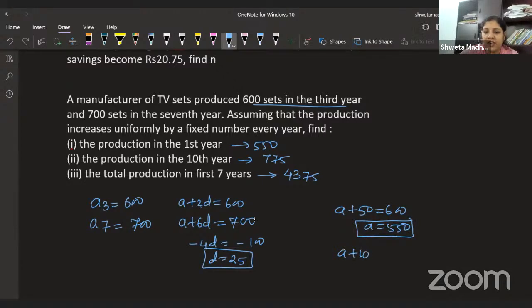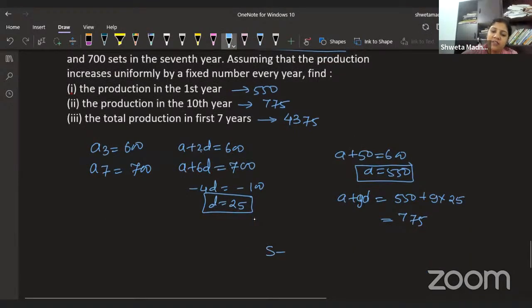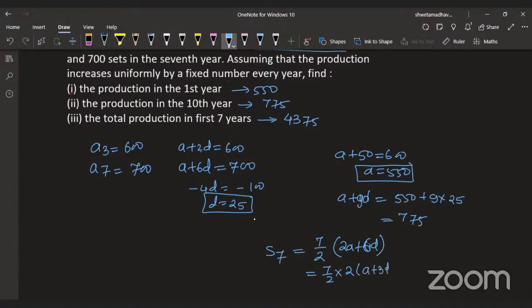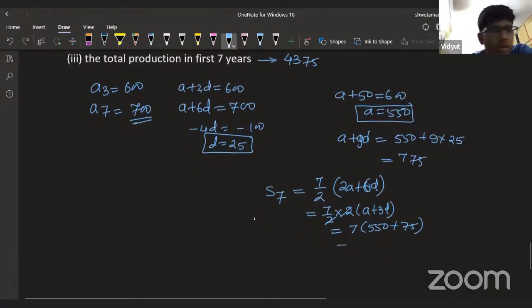A plus 9D gives the 10th one. That is equal to 550 plus 9 into 25, which is 225. So 775. And then total production in 7 years, that means you have to calculate S7. 7 by 2 into 2A plus 7 minus 1, 6D. Or 7 by 2 into A plus AN, since the 7th term is already given as 700. So 7 into 550 plus 75, 7 into 625, and you'll get 4375.